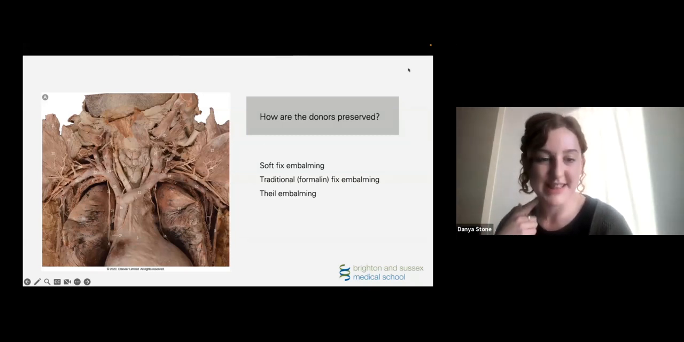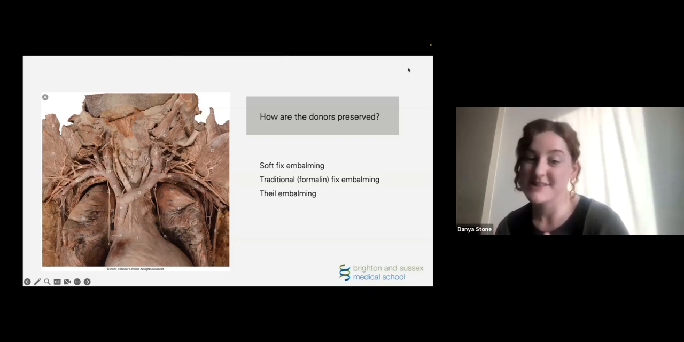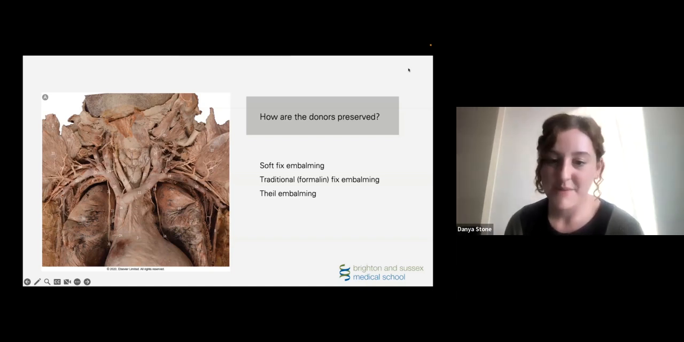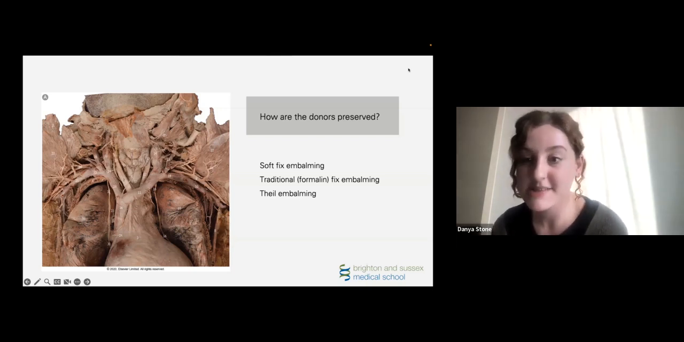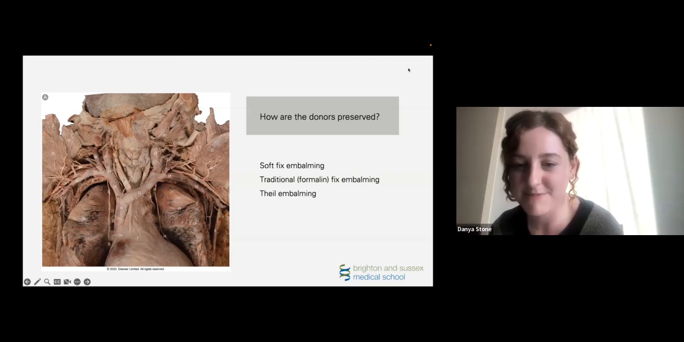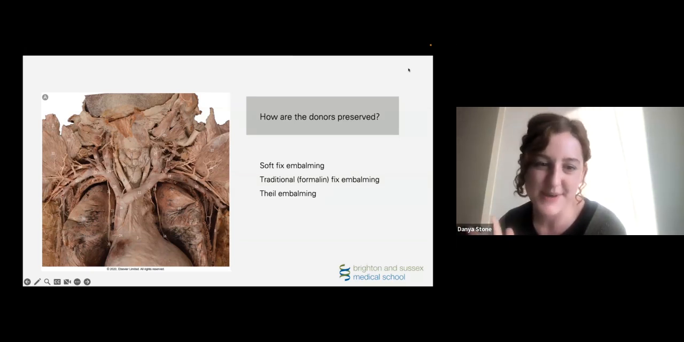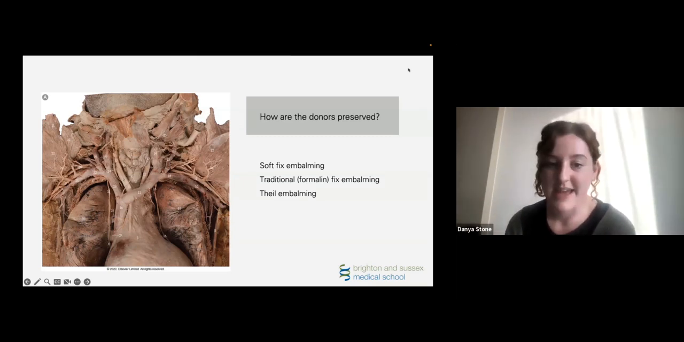So this is the big artery in the neck, or sometimes in through the femoral artery, which is close to the groin. There's a couple of different types, and different universities use different methods to preserve their cadavers. So the most common type is the traditional or formalin fix embalming. And formalin is just formaldehyde, which you might have heard of, mixed with water. And traditional fix embalming results in something a bit like we can see in the image on the left.